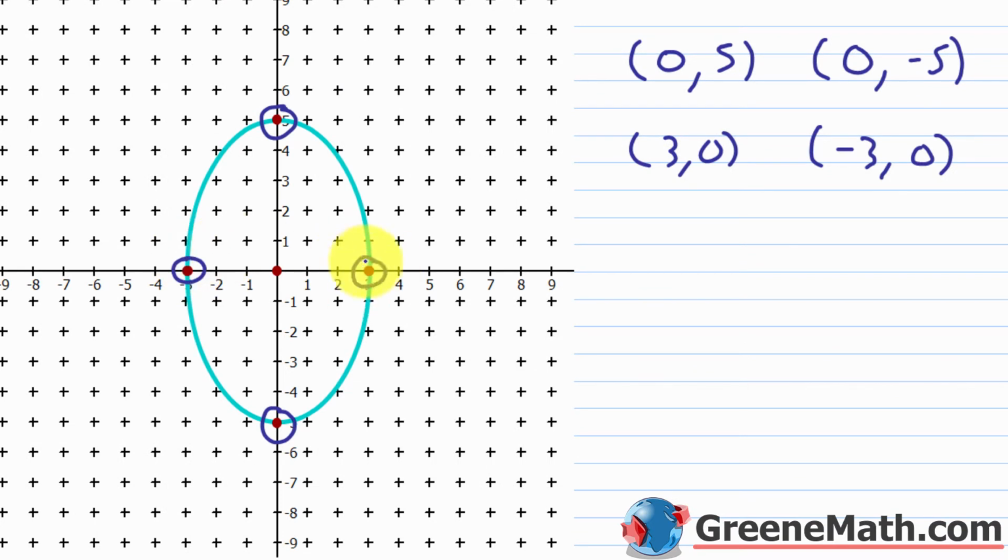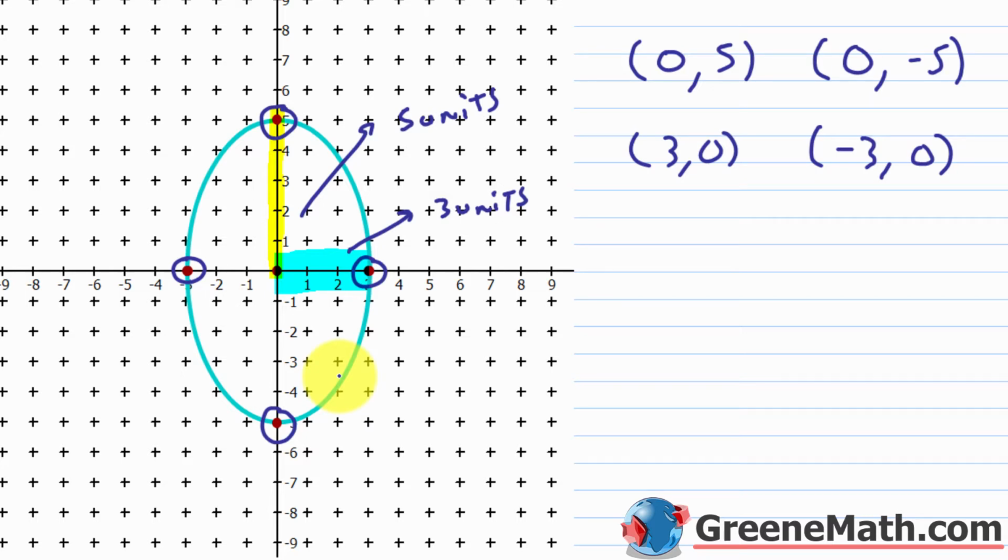So here and here. What's creating this shape is the fact that the distance from the center to this 5 up here is 5 units. Then your distance from here to here is only 3 units. When we graph this, we're drawing a curve through these points, so we have to go further in the vertical direction than we do in the horizontal direction. And that's what creates this vertical ellipse that is tall and skinny.